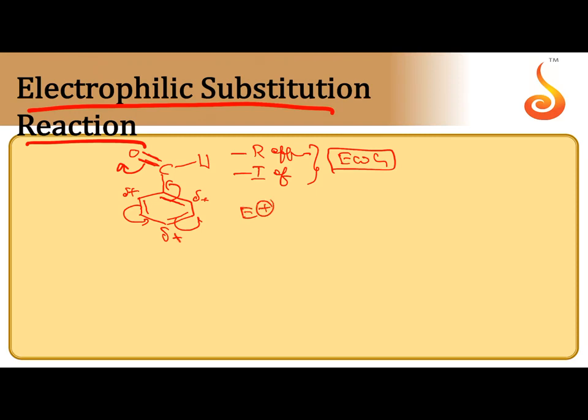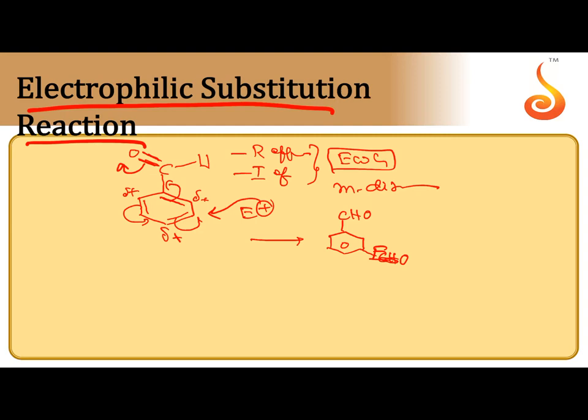So the incoming electrophile prefers to attack at the meta position. So benzaldehyde's CHO acts as a meta directing group. In the presence of a certain halogen carrier, when the electrophile is produced, that new electrophile prefers to attack at the meta position.